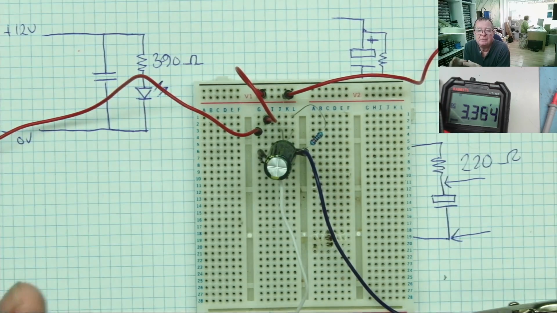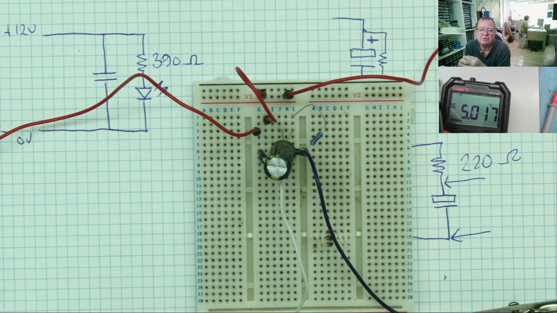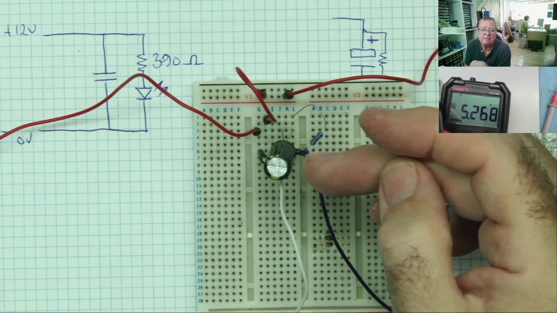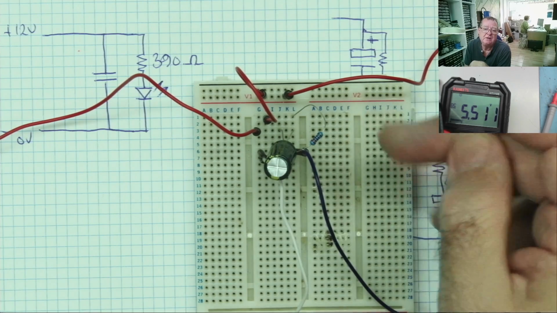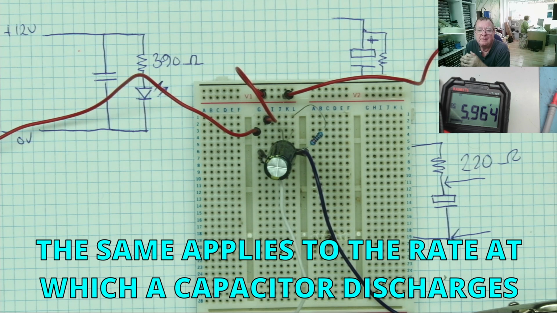So the rate at which a capacitor charges and discharges depends on two factors. One is the value of the resistor that it's charging through, and the other is the value of the capacitor that you are charging. The higher the value of the capacitor, the longer it will take. The higher the value of the resistor, the longer it will take. And there's a name for this, and it's called the RC constant. There's also a formula that lets you work out what the time will be.